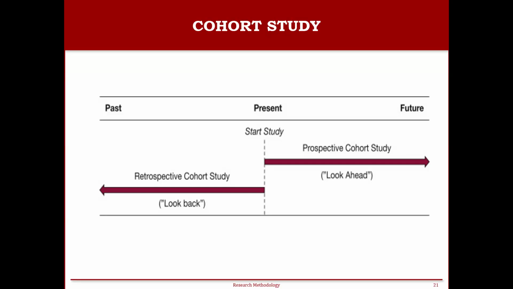That future study tracks the participants from the present onward and observes how their exposure, their lifestyle, and their environmental factors impact the development of the particular outcome. That is what we do in a prospective cohort study. But in retrospective cohort studies, we don't do it like that. The individuals we have selected have already experienced that outcome, right?